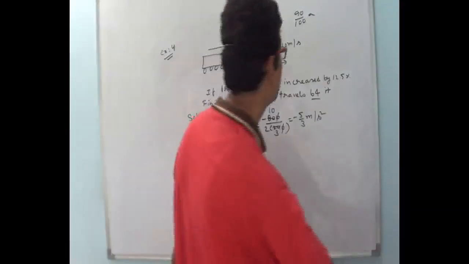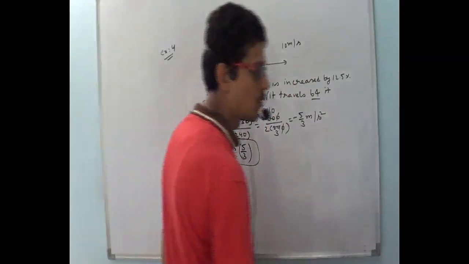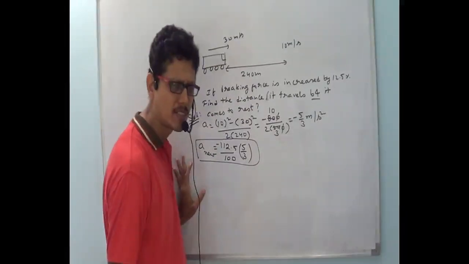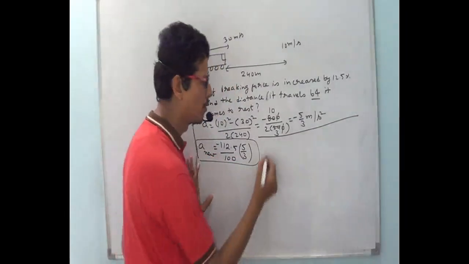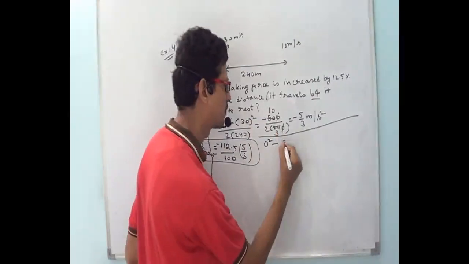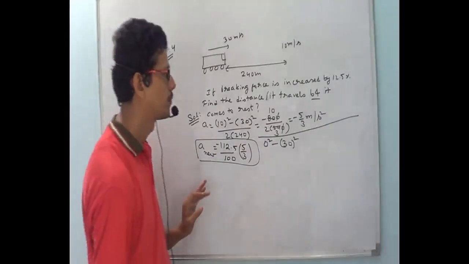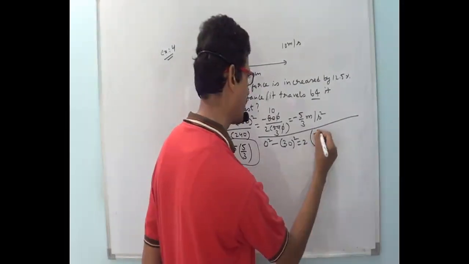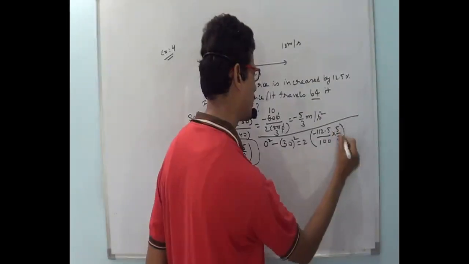Okay, up to here you understood, na? So, what I have to calculate? V square minus u square is equal to 2as, again we will take the same formula. U square means 30 square. V square minus u square is equal to 2a, where a means minus 112.5 divided by 100 into 5 by 3, into s.